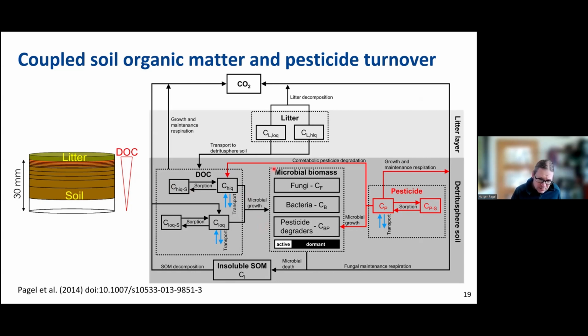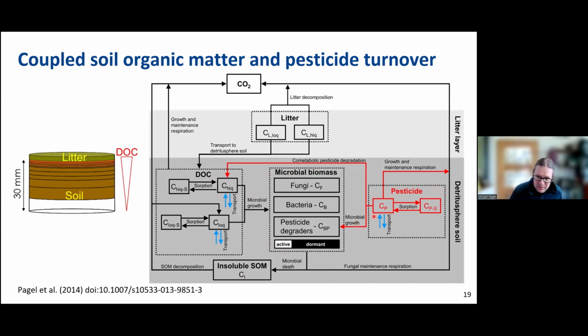Then we reflected in the model a relatively complex structure of the microbial biomass. We distinguish between fungi, bacteria, and pesticide degraders, and we also account for the activity of microbes, because not all microbes are typically active in the soil, but part of the microbial community is dormant. Then we also had an insoluble soil organic matter pool, which are the non-dissolved compounds, which are also decomposed, and all these decomposition reactions are driven by the abundance of the microbial biomass.